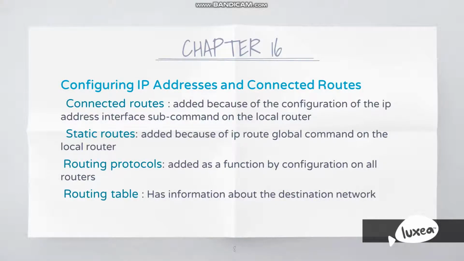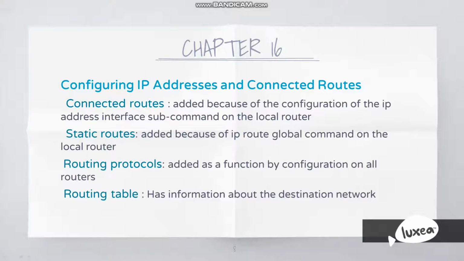Also, routers can add routes to their routing tables with these methods. Connected routes are added because of the configuration of the IP address interface subcommand on the local router. Static routes are added because of the ip route global command on the local router. The admin puts in the destination network information him or herself, because the router cannot reach the network automatically. And routing protocols are added as a function by configuration on all routers.